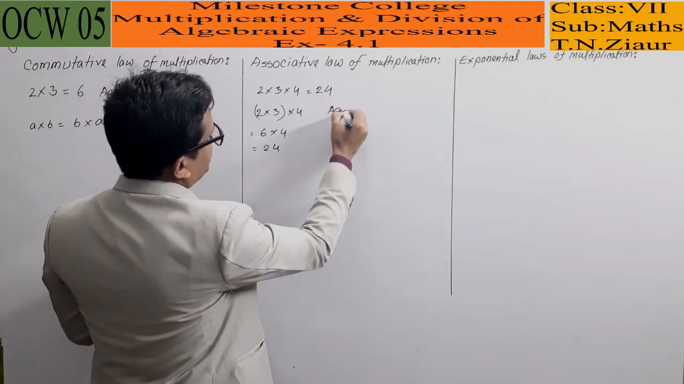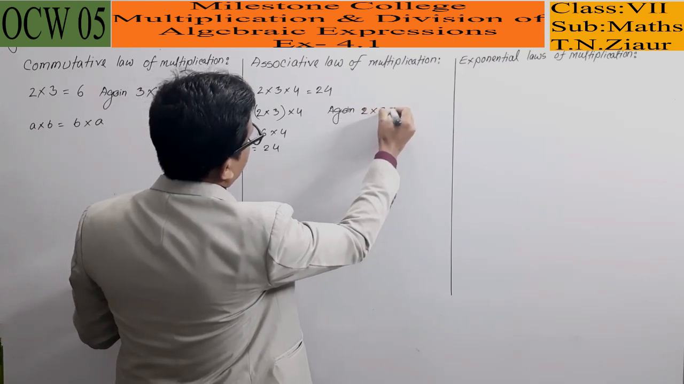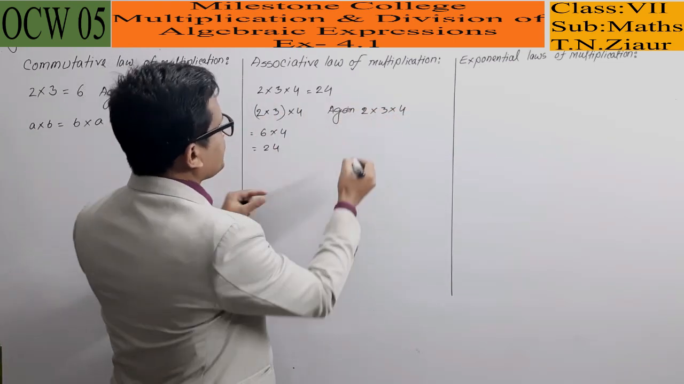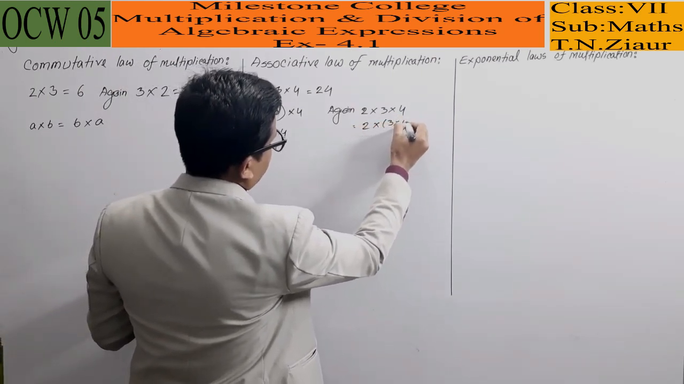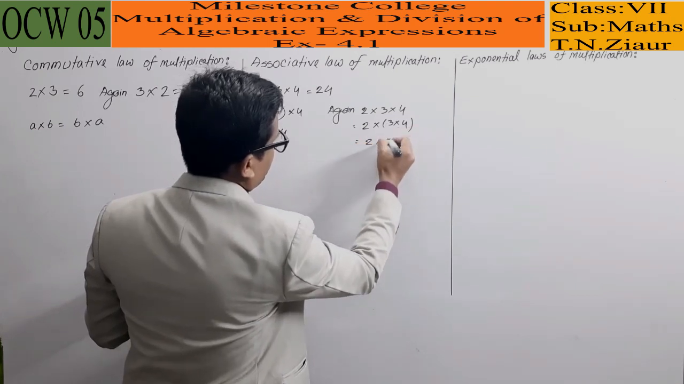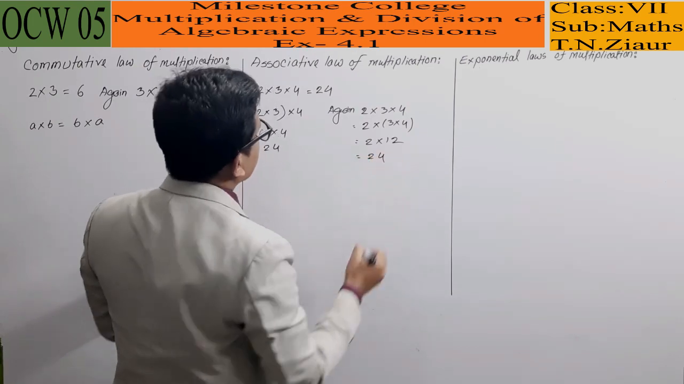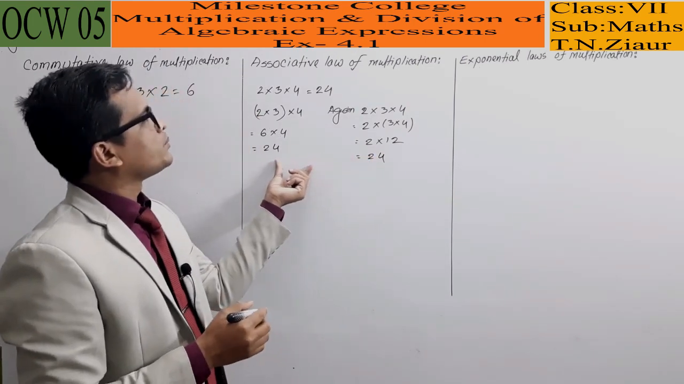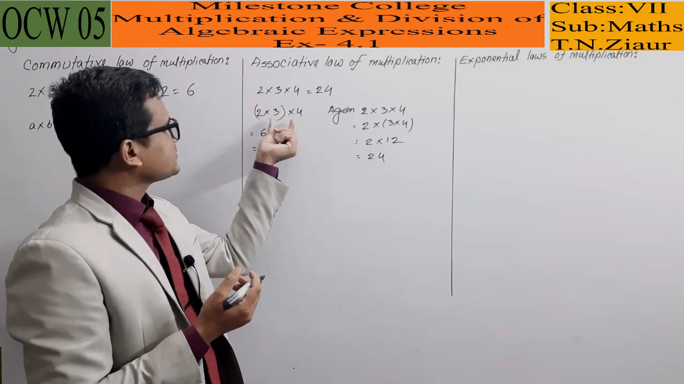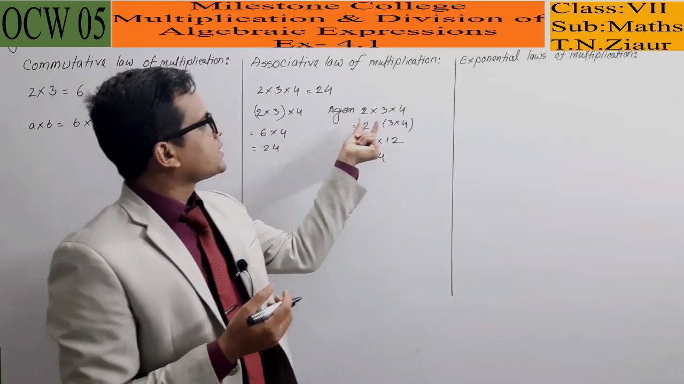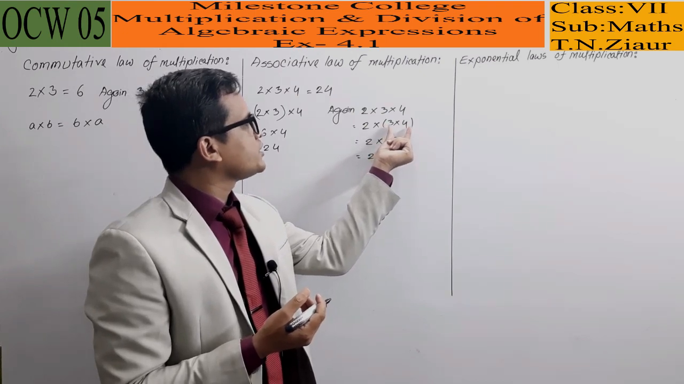Again, if I take 2 into 3 into 4, again we will take this one, and now make group first 3 into 4, not 2 into 3. Now what will be? 2 into 3 4 are 12. Okay, so 12 2 are what? 12 2 are 24. So this one is called associative law of multiplication. So have you understood? When you make group first these two numbers the product is 24, but in second time I have taken, so in parenthesis, in bracket, I have taken 3 into 4.